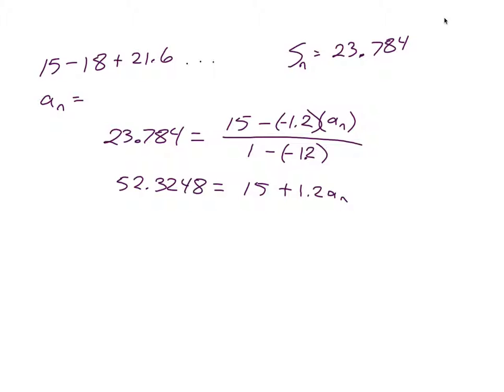And then what two steps are left? Subtract 15 and divide by 1.2. So A sub n equals 31.104.